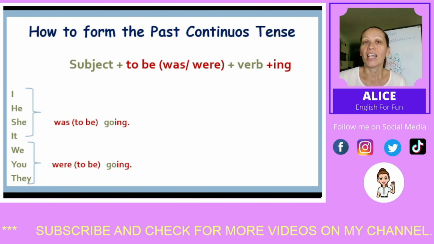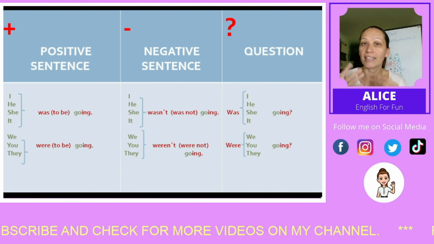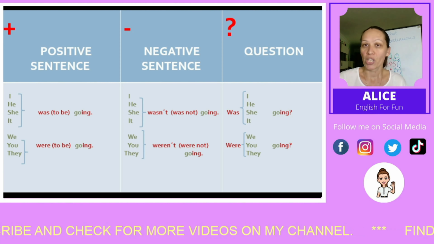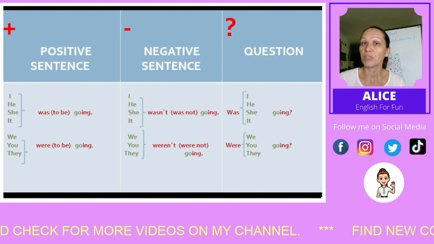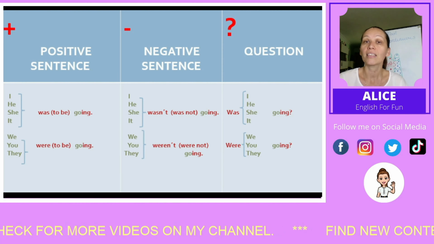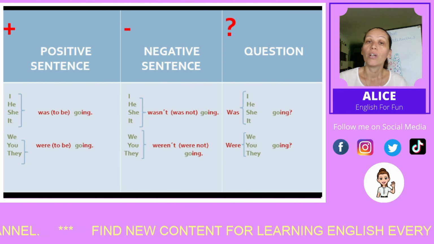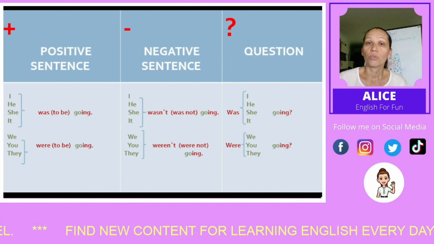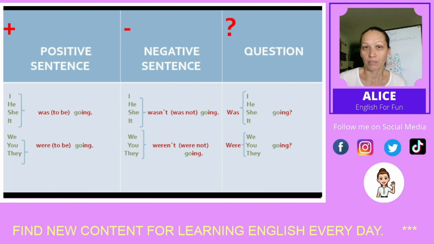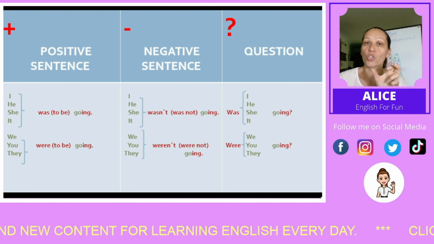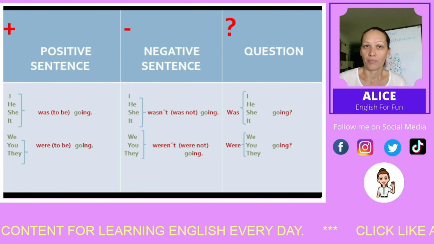Excellent. Let's move on. In the next bit, we're going to look at how to make a negative sentence and a question. Let's start. It's very easy. Again, we need to use the verb to be, which will be was and were, plus the particle not. As happened before, we don't use two words separately. We don't say was not or were not. We use the short form, which will be wasn't and weren't.